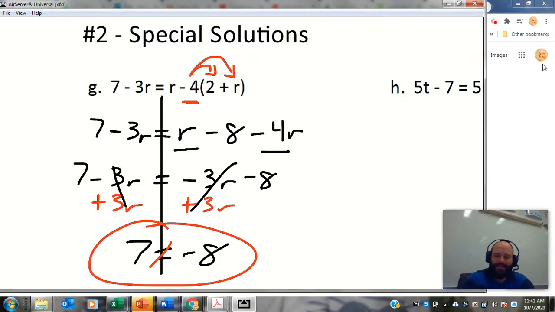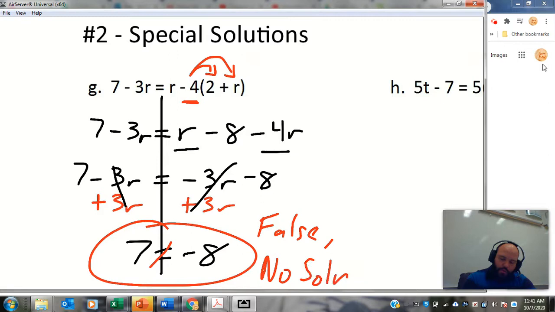And if you get this to happen, meaning all the variables go away and you're left with a false math statement that is untrue, you can say false, and then you can say no solution. So what that means is there is not a number in the universe that would ever make this equal to this. It's not possible. Can't do it. And we know that it's not possible because you ended up with a false statement when you tried to solve this. All the variables went away.